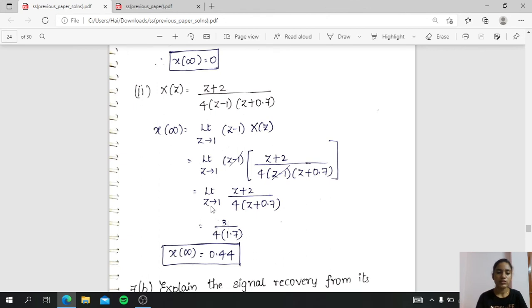The next question, X of z is equal to z plus 2 by 4 into z minus 1 into z plus 0.7. Apply the same formula according to the final value theorem. So your z minus 1 and here z minus 1 in X of z will be cancelled, and you're left with this. Now substitute z is equal to 1. On solving, you will get x of infinity is equal to 0.44.